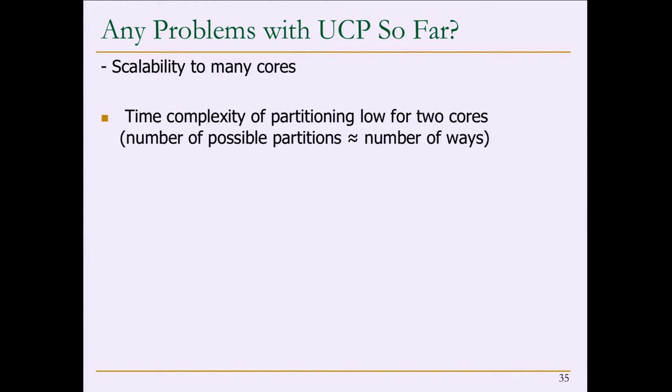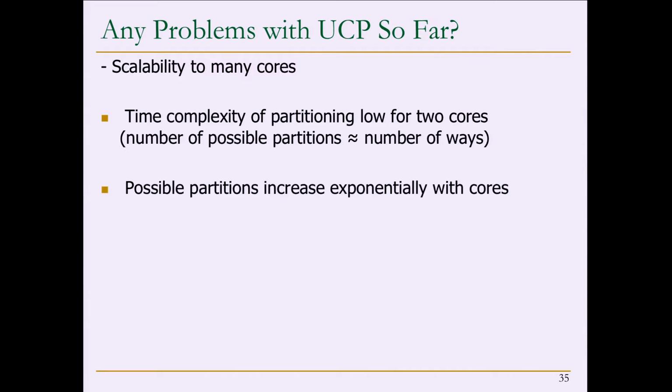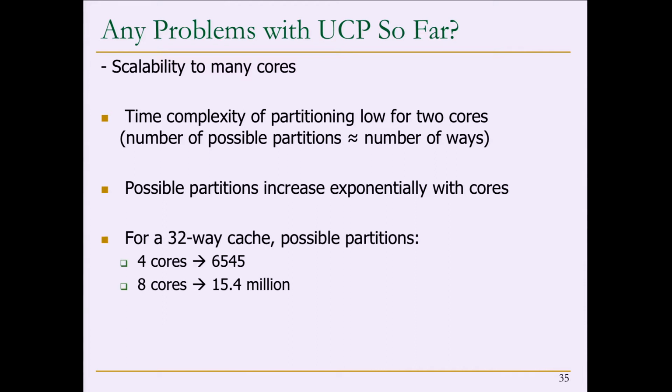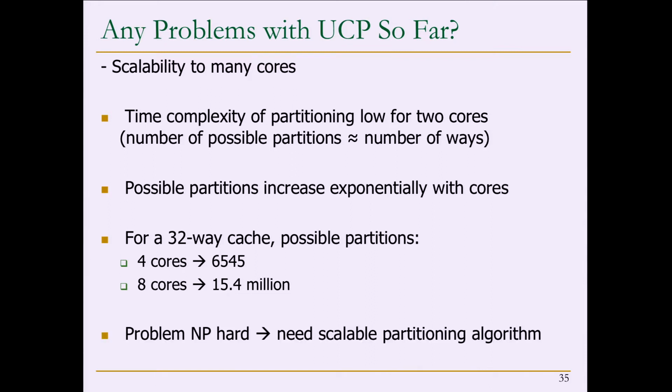The time complexity of partitioning is low for 2 cores, because the number of possible partitions is almost equal to the number of ways. But possible partitions increase exponentially with cores. For example, for a 32-way cache, if you have 8 cores, the possible number of partitions is 15.4 million, which is not good. You can do the calculations. It's not that hard. You guys have taken probability, right? Which is clearly not possible with the partitioning algorithm we discussed. So the problem is NP-hard. Actually, you need a scalable partitioning algorithm. So people use heuristics with any kind of NP-hard problem.